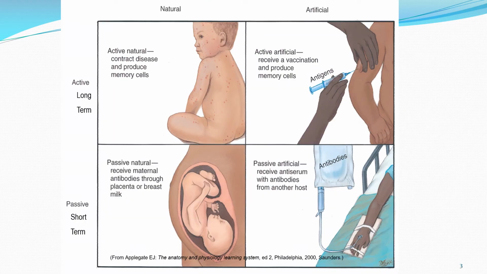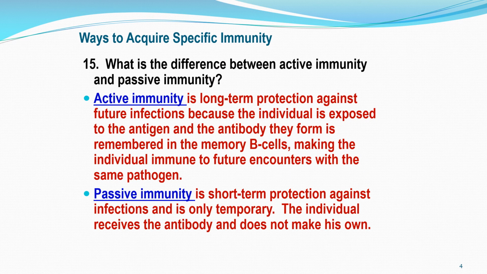Okay, here's a nice little slide. It just kind of shows you the difference between the active and the passive and those natural and artificial. So still we're talking about these acquired specific immunities, right? So again, I'm trying to make sure you guys lock in the difference between this active and this passive.